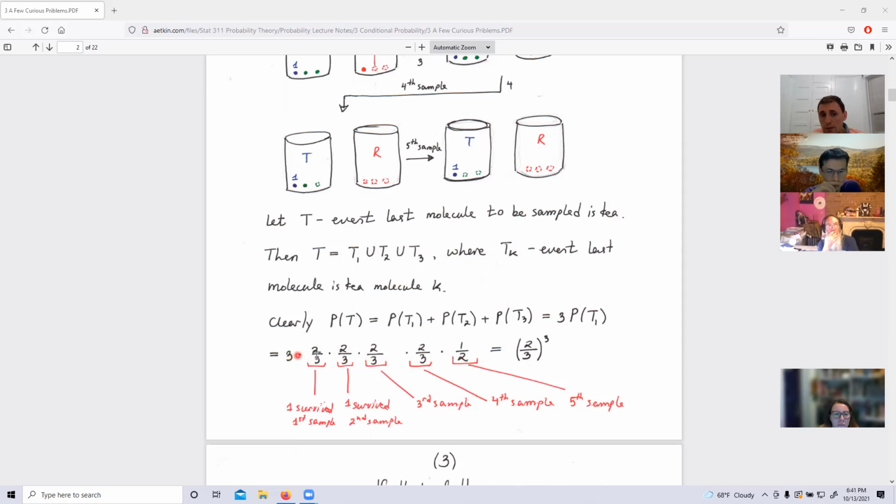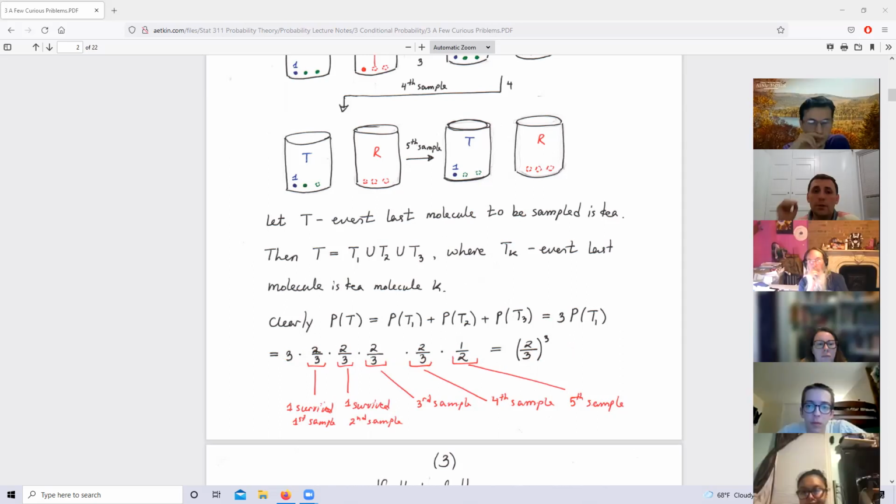So the answer is, when you simplify everything, look at it. There is this 3, there is 2 and 2 cross out, and then you have this 3 and this 3, they cross out, and it becomes 2/3 cubed. Are you with me? 2/3 cubed.